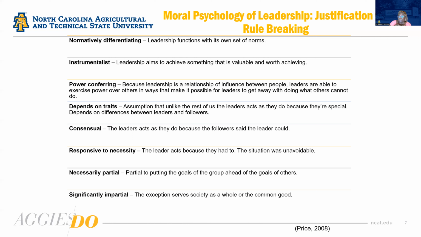So the terms here again are some of our foundational terms. We've got normatively differentiating: leadership that functions with its own set of norms. So not norms that were maybe agreed upon by everybody, but just their own set. Instrumentalist: leadership aims to achieve something that is valuable and worth achieving. There's the power conferring, because leadership is a relationship between people. Leaders are able to exercise power over others in ways that make it possible for leaders to get away with doing what others cannot do.